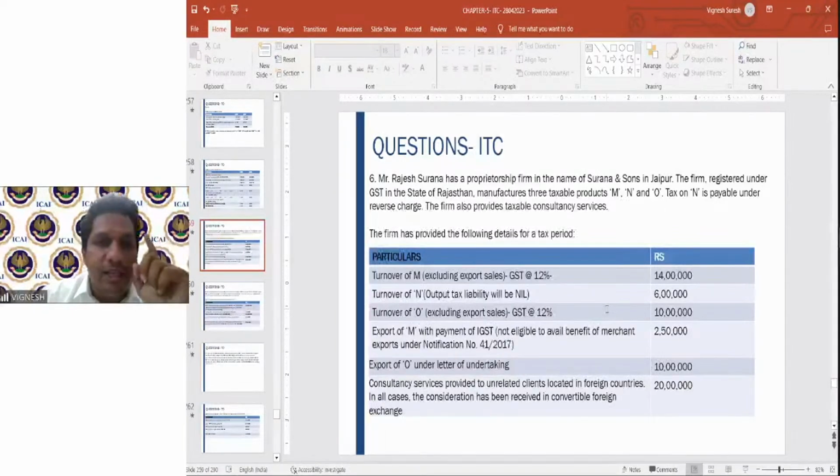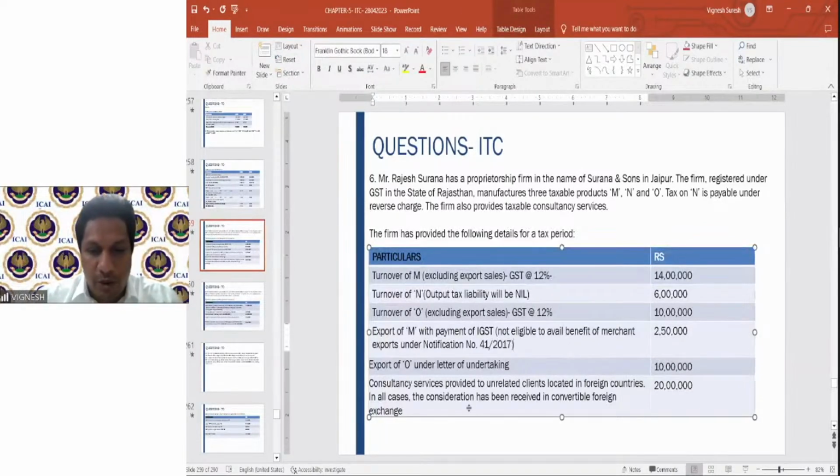If you file the LUT, that means you are authorized to make the zero rated supply. So on the top, if it says export of M with payment of IGST, that means GST is applicable straight away. So on this 2,50,000, IGST at the rate of 12% is applicable.